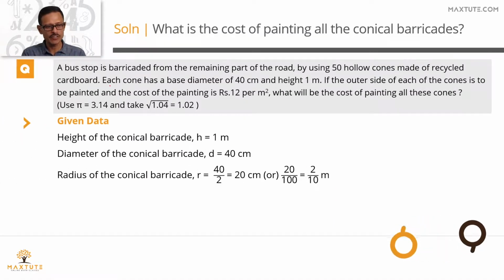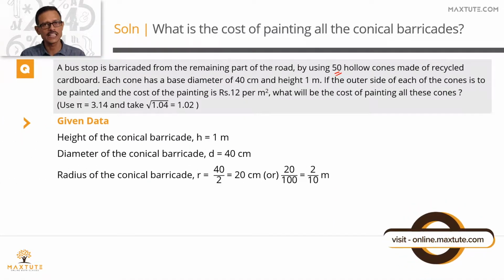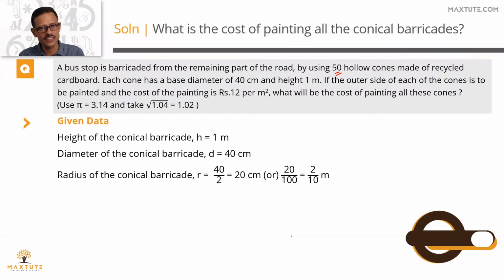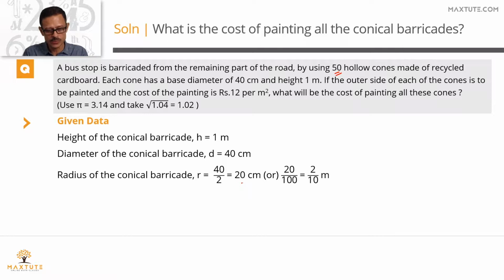Key data, we have 50 cones to be painted. That's our final objective. Height of each of those conical barricades is 1 meter. Diameter of each of the conical barricade is 40 centimeters. Diameter is 40 centimeters, so radius is half that, which is equal to 20 centimeters.